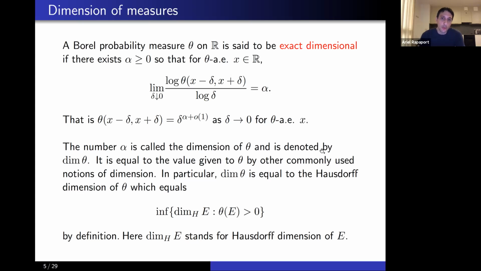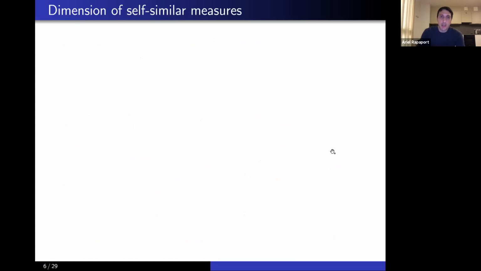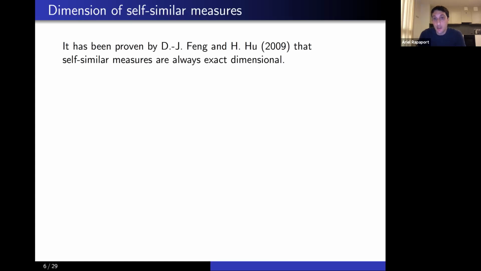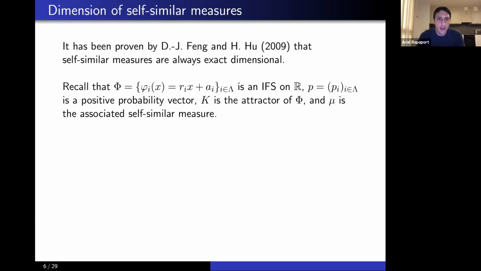This number is not always exact dimensional, but for nice dynamically defined measures, it usually is. Certainly, it's not a trivial statement. It's not an easy proof, but in 2009 Feng and Hu showed that self-similar measures, also in higher dimensions, are always exact dimensional. And so if mu is a self-similar measure, this number dim mu is always well defined. And let me recall the definitions.